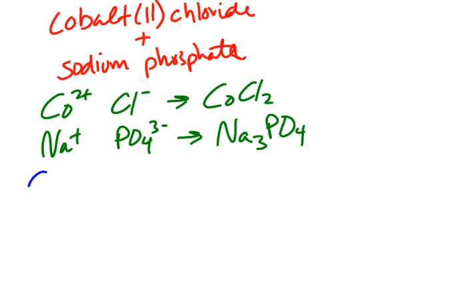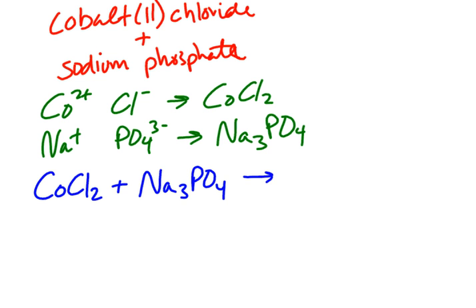So it'd be CoCl2 plus Na3PO4. Okay, and it's going to react. Remember, precipitation reactions are going to result in the switching of the cations with the other cation. So, for example, this cobalt would pair up with the phosphate, and this sodium would pair up with the chloride.